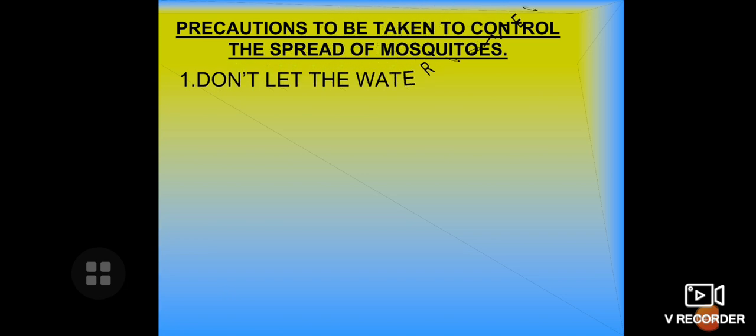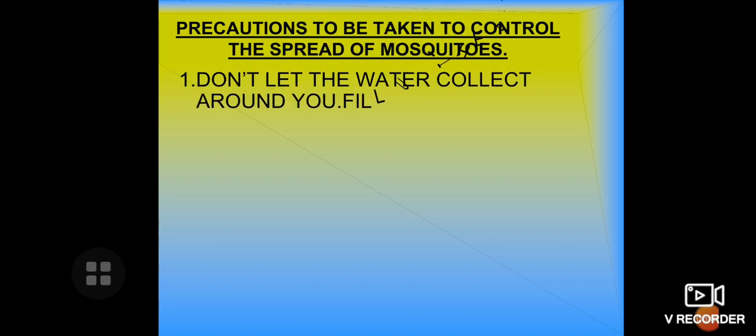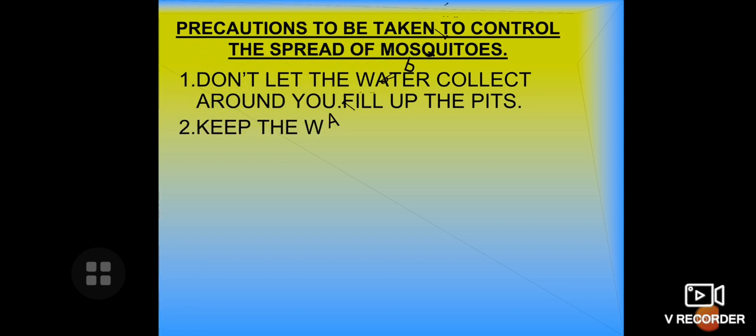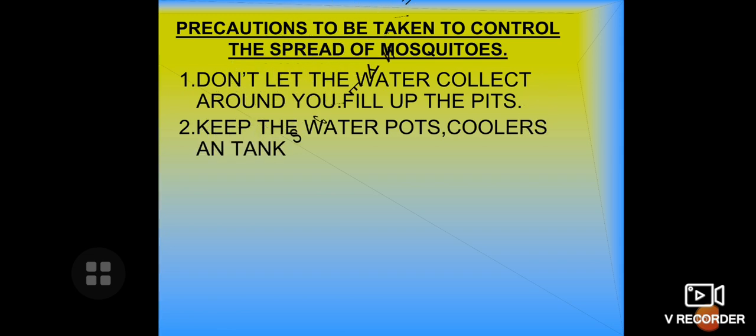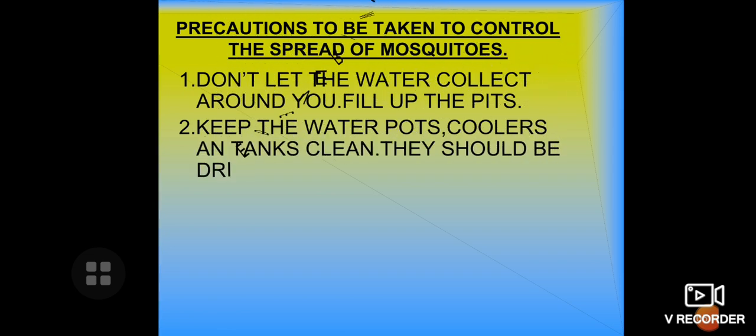Now coming to the most important part, precautions to be taken to control the spread of mosquitoes. Don't let the water collect around you. Fill up the pits. Keep the water pots, coolers and tanks clean. They should be dried every week.